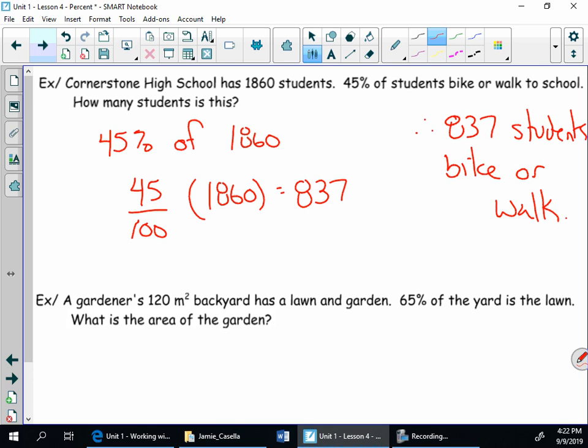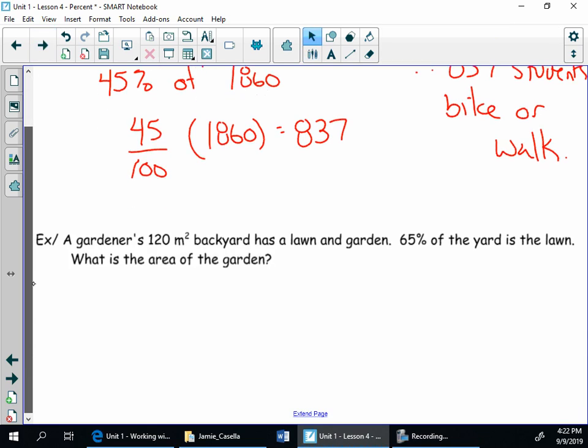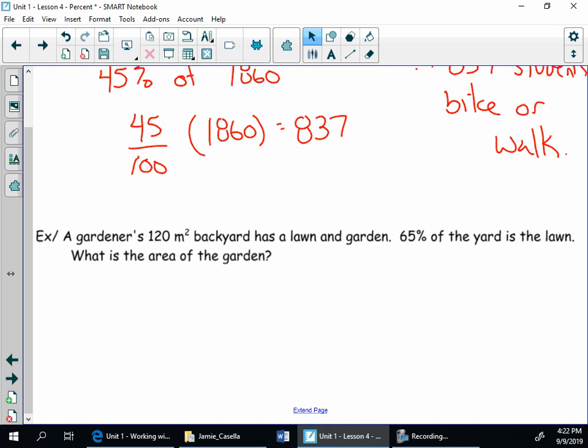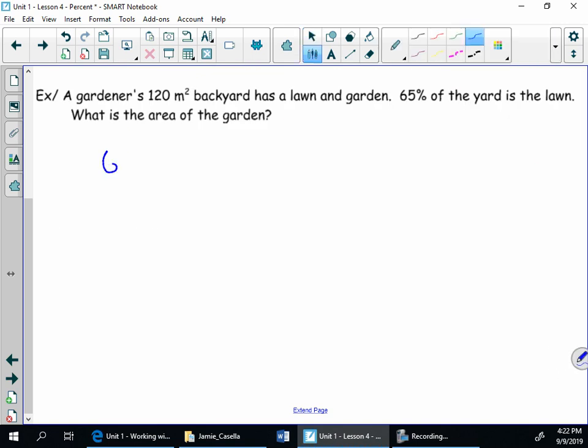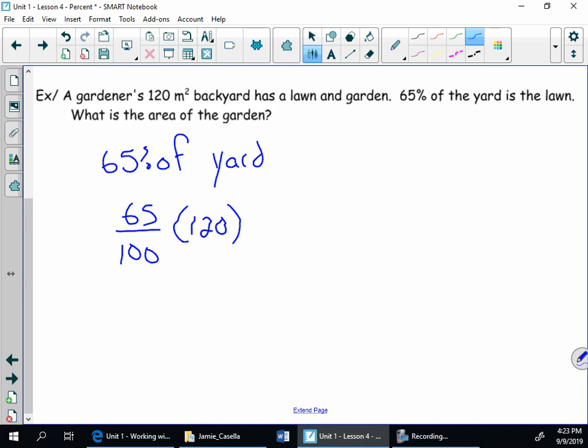Okay, you guys try the next one. Pause it, give it a try, see if you can figure it out. A gardener's 120 meter squared backyard has a lawn and garden. 65% of the yard is the lawn. What is the area of the garden? So let's see what we can figure out. 65% of the yard, well, that's just 65 out of 100. That's my unit rate. Times my units I need, 120 of them, gives me 78 meters squared.